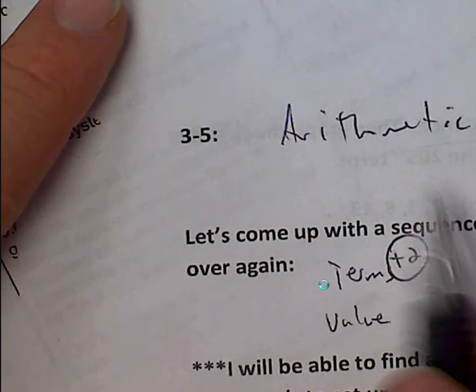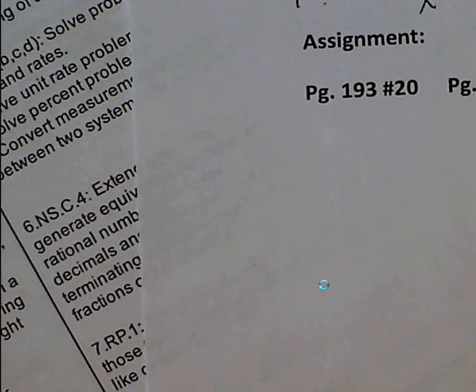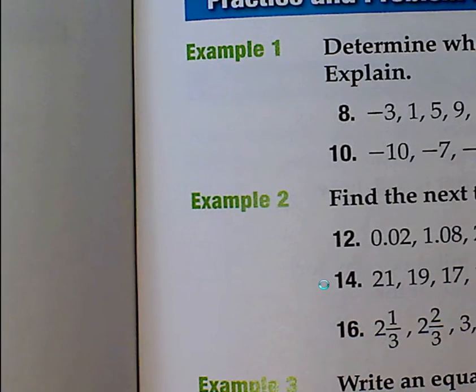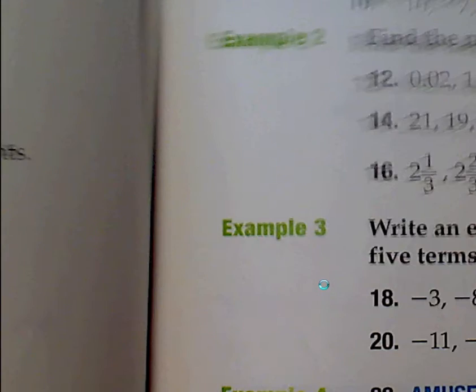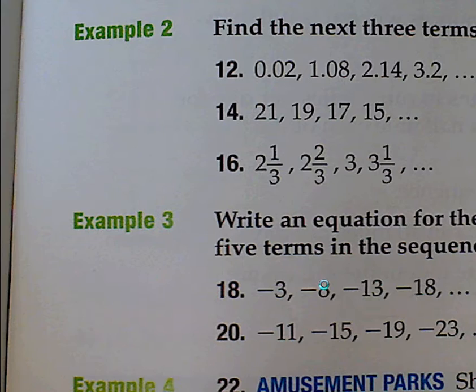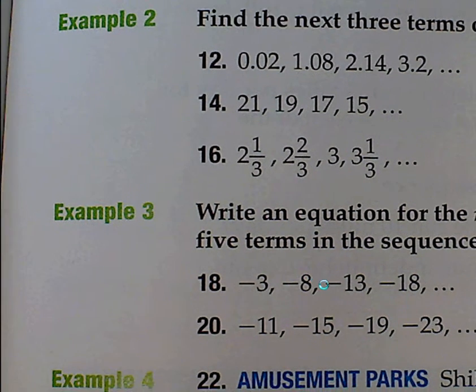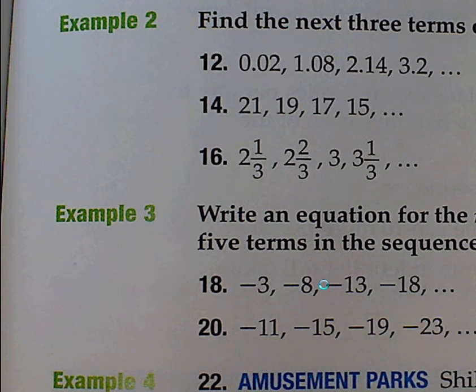We are on 3-5 arithmetic sequences as linear functions. Page 193, number 20. It says, write an equation for the nth term of the arithmetic sequence, then graph the first 5 terms in this sequence.